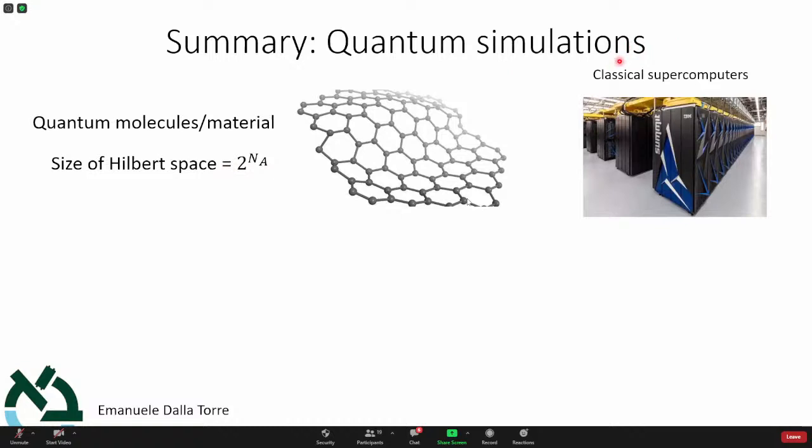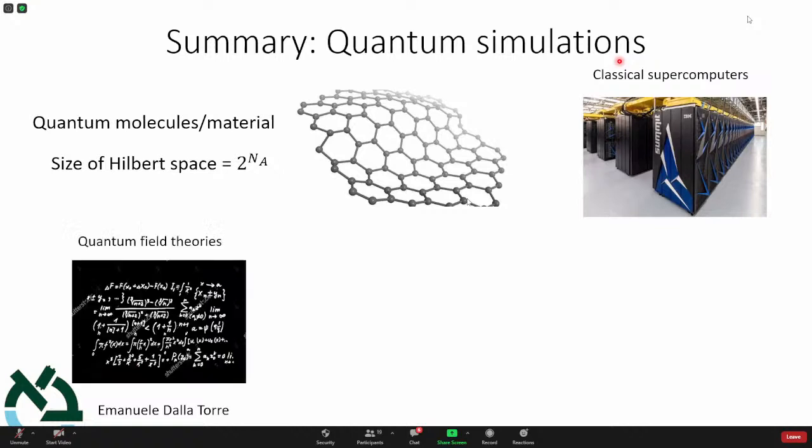So one way to solve it is using classical supercomputers. Maybe you cannot get to 100, but you can get to 10 to the 50. You can get to significantly large sizes by using classical supercomputers. And that's something that people do. For instance, in quantum chemistry, they simulate molecules using very powerful classical computers, or in condensed matter. That's also what we do.